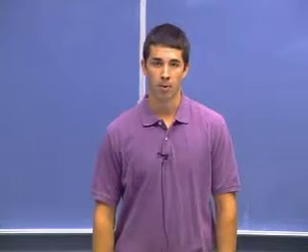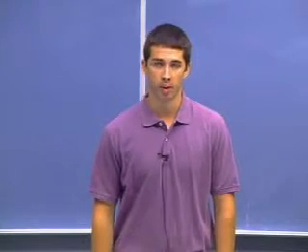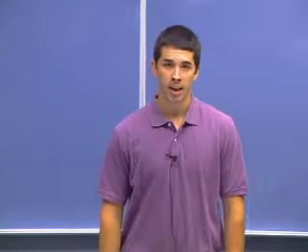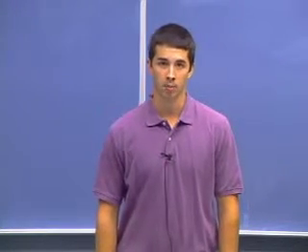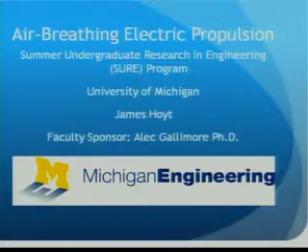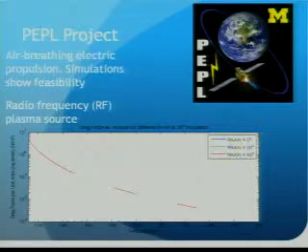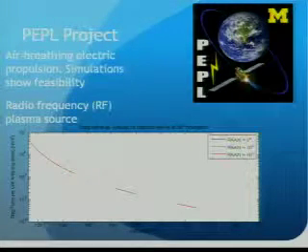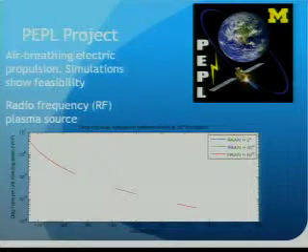This summer, I participated in the SURE program researching air-breathing electric propulsion in Alec Gallimore's Plasma Dynamics and Electric Propulsion Lab. The research started with doing simulations of a satellite in low Earth orbits to determine the effects of pressure, drag force, velocity, exit velocity, mass flux, and density on the satellite. The simulations were run with a number of different orbit parameters.